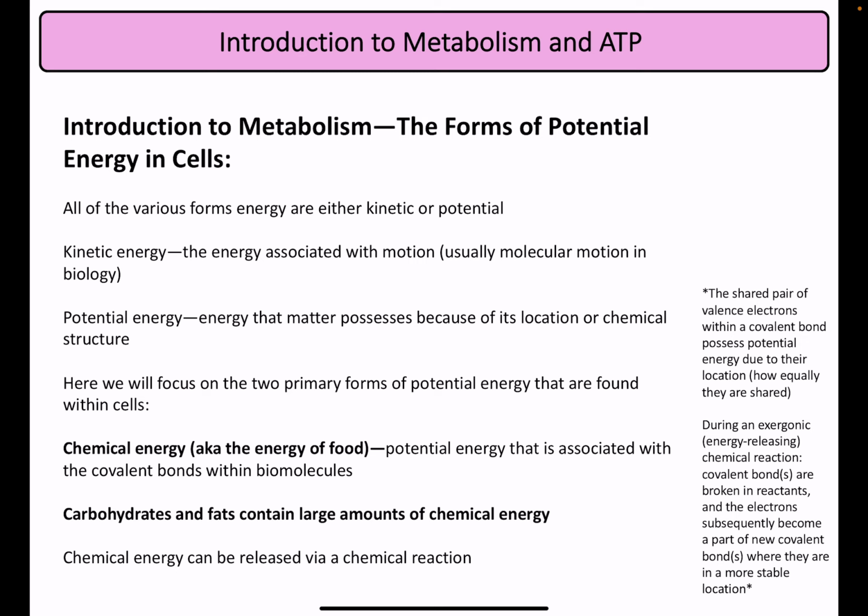So the first major form of energy that is utilized by cells is a form called chemical energy. This is the energy of food. This is the energy stored within sugars, carbohydrates, fats. Okay? Specifically, this energy is due to the electrons that are located within covalent bonds.